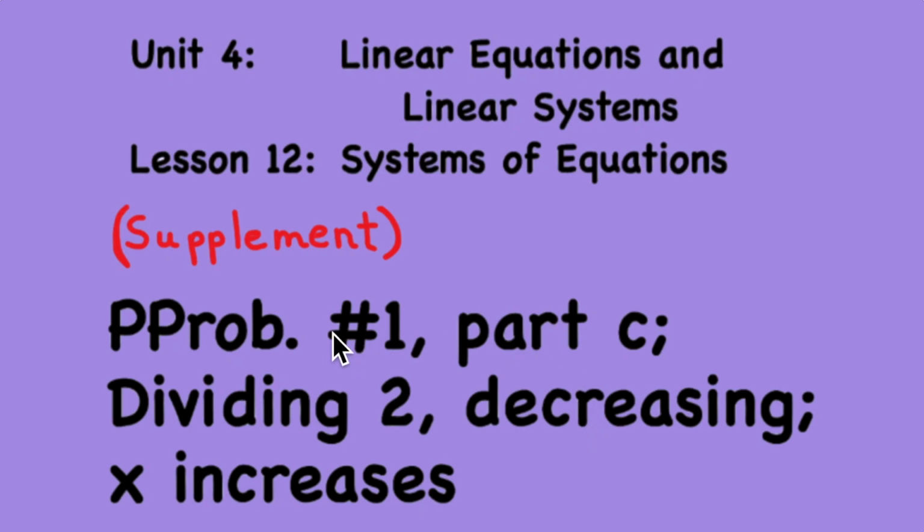In part C of practice problem number 1, the difference in the y-intercepts is -2. And that -2 is continually divided by decreasing differences in the two slopes. As that -2 gets divided by decreasing amounts, x as a result increases.